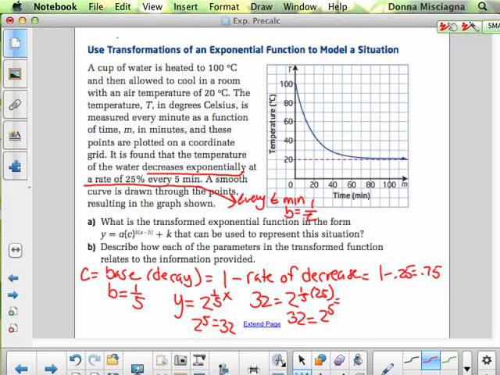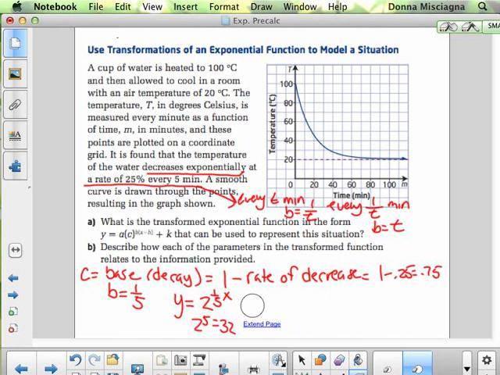And if it tells you every 1/t minutes, it means b is going to be t. That's the one that is always the reciprocal. All right, let's erase all of this because this has absolutely nothing to do with the problem, other than I want you to understand why b is 1/5, not 5. All right, so we've got our c, we've got our b.